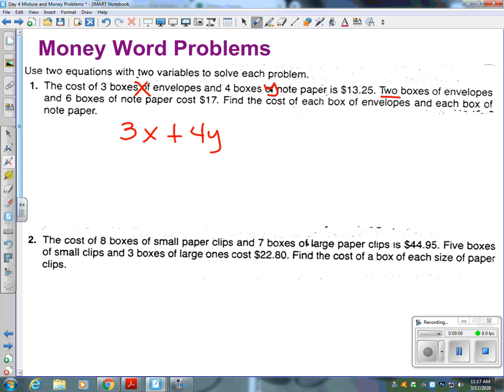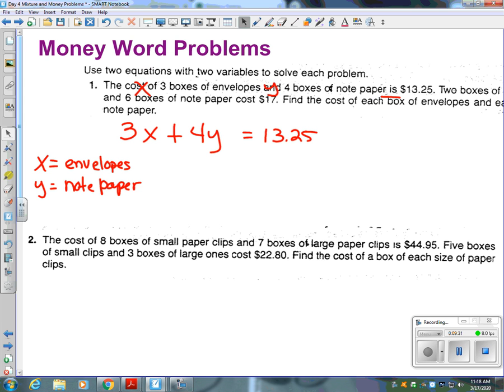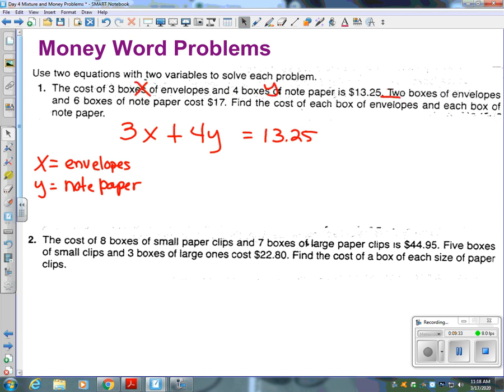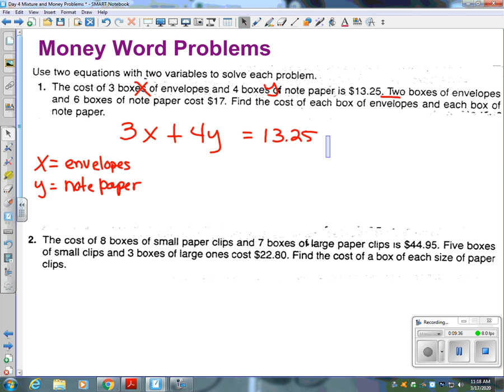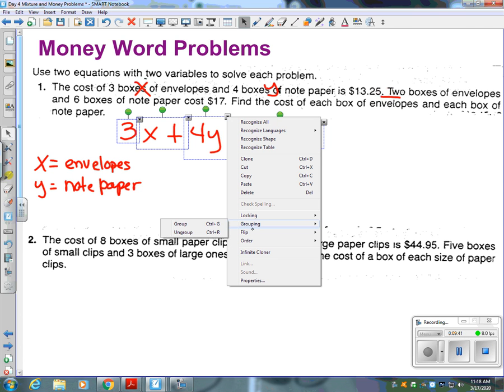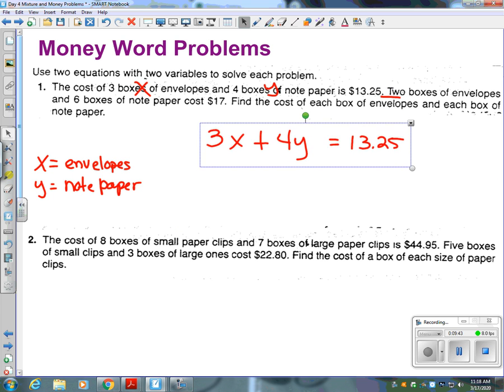So over here we may want to write X is equal to envelopes and Y is equal to note paper, which is equal to $13.25. So let me box that in. And let me group it so I can move it out of the way.